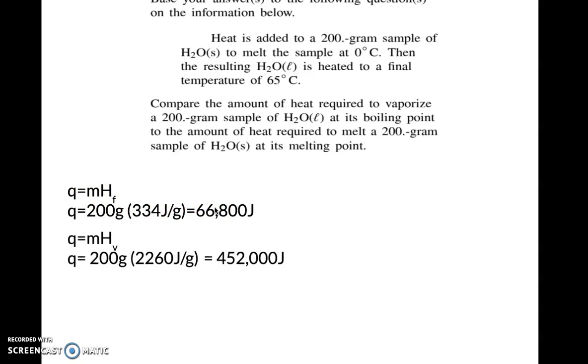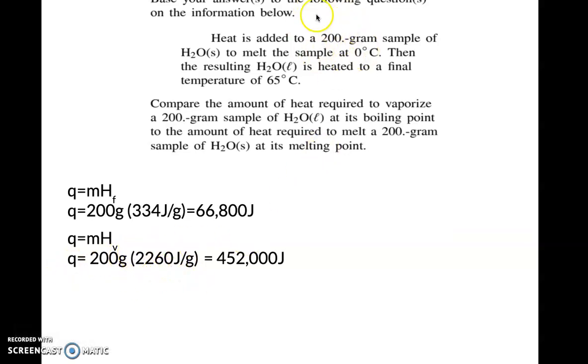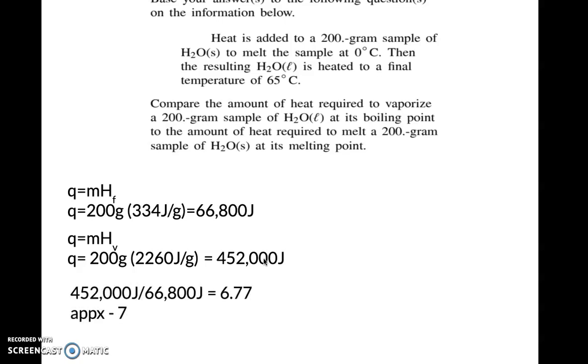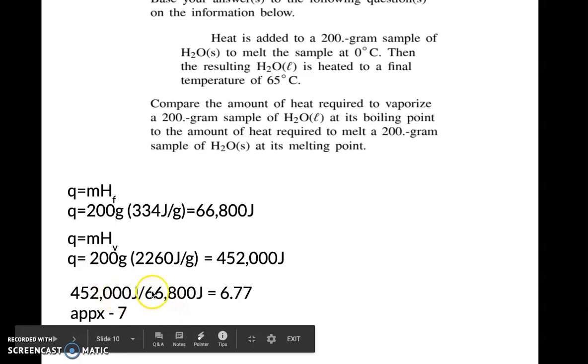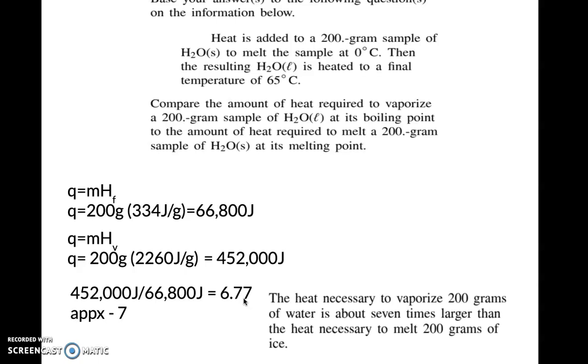I'm going to do the same thing for the heat of vaporization. I'm just plugging in the constant of heat of vaporization into our formula, multiplying it by the 200 grams given in the question, and my answer is going to be 452,000 joules. And then I'm going to divide the two numbers by each other in order to compare them. 452,000 divided by 66,800 is going to give us 6.77, which is approximately 7. So I can say that the heat necessary to vaporize 200 grams of water is about 7 times larger than the heat necessary to melt 200 grams of ice.